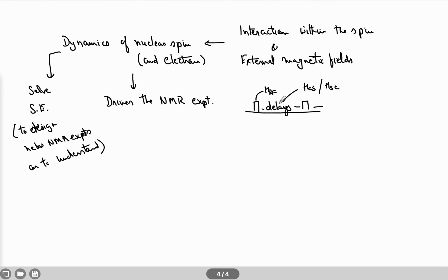Okay, so if the Hamiltonian changes, that means the interactions are changing between the spins and with the magnetic field. And if the interactions are changing, that will change the dynamics of nuclear spins, and that will govern what will be the information content in that NMR experiment. So to understand all of this, we need to solve the Schrodinger equation for that spin system, right?